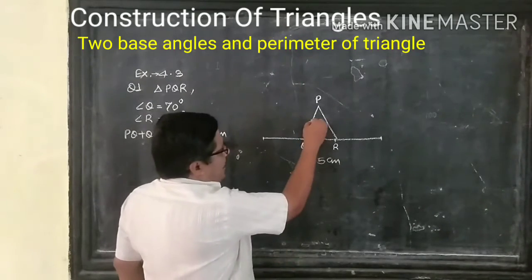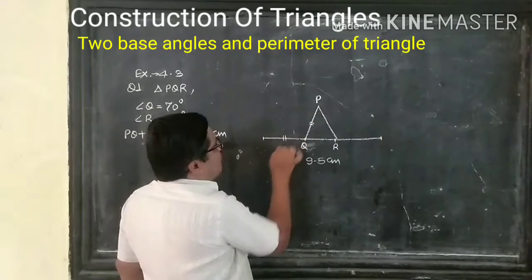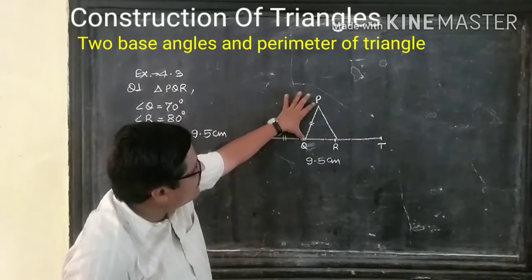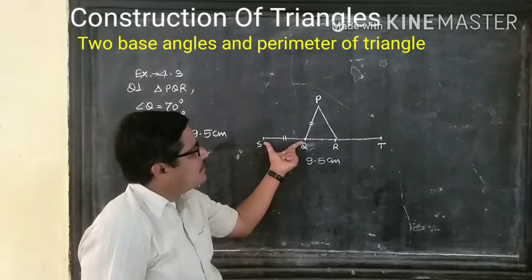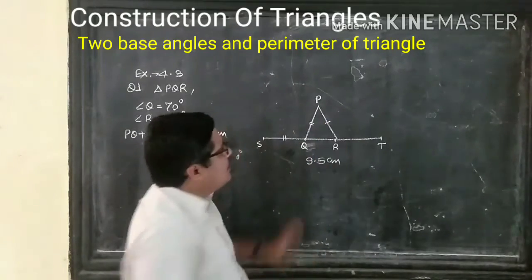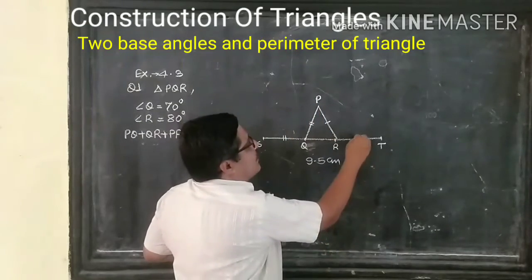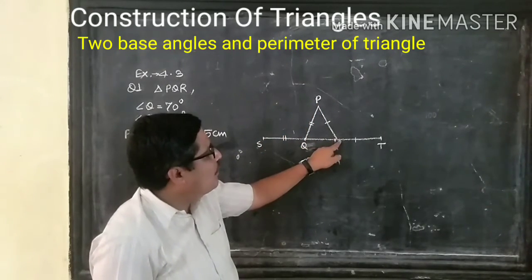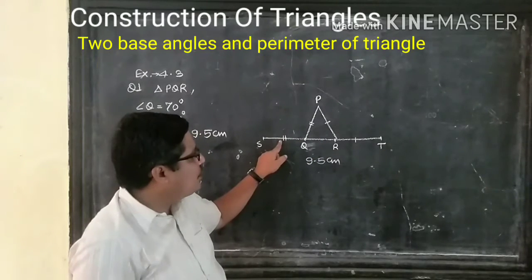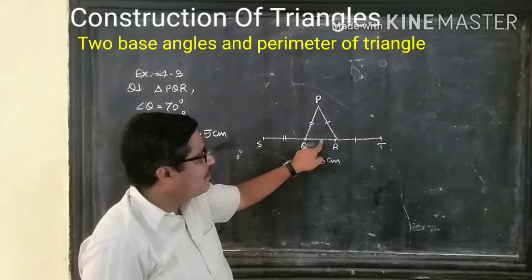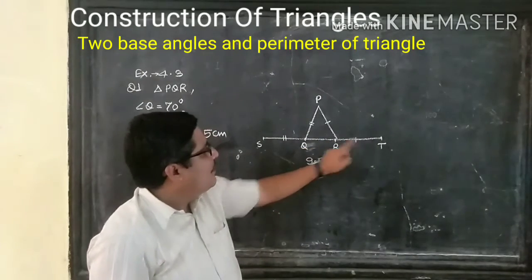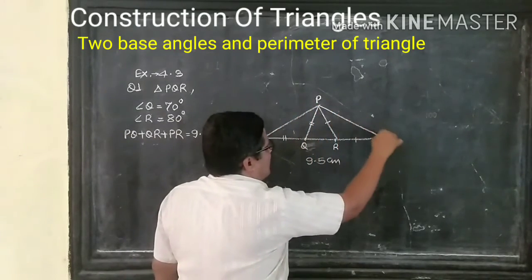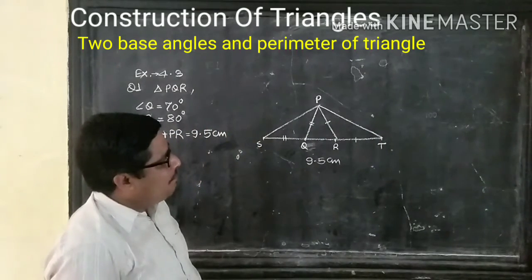Now here length of PQ is equal to length of QS. Whatever the length of PQ is there, same is the length of QS. At the same time, whatever the length of PR is there, same is the length of RT. That means the perimeter of this triangle is equal to sum of length of SQ plus QR plus RT. Now here we have to draw these two segments PS and PT.